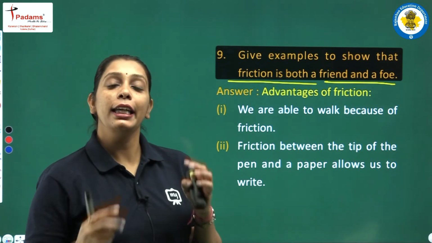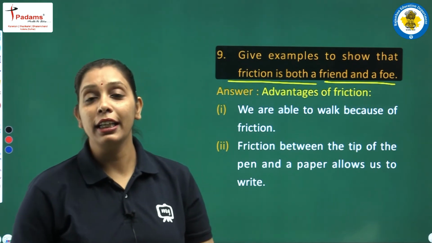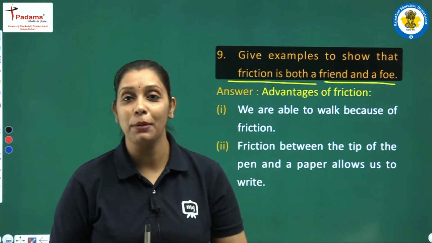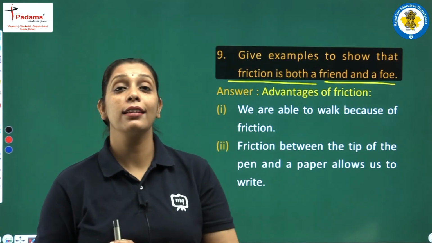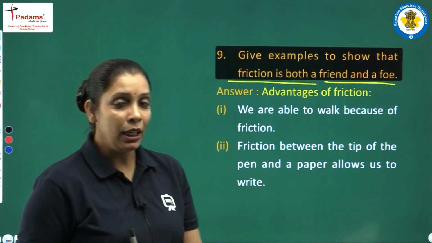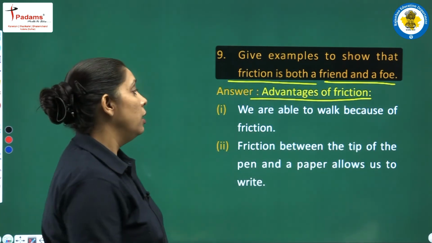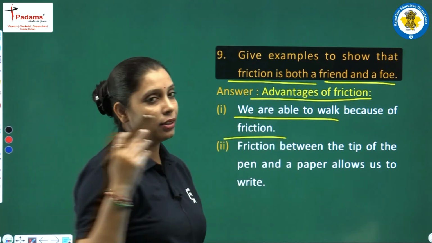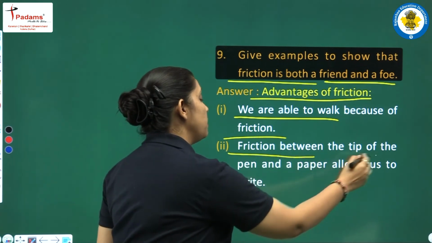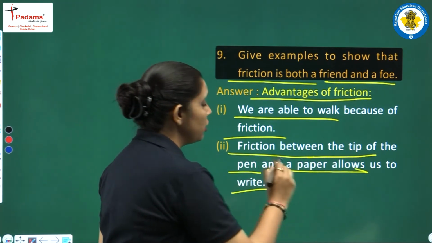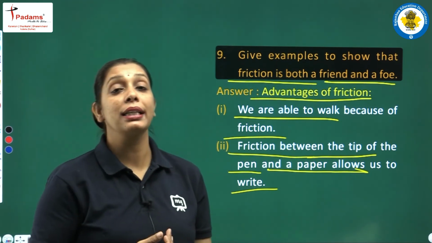Yes, ये हमारे लिए एक फ्रेंड भी है और एक एनिमी भी है, ठीक है. हमने फ्रेंड एंड फो द माइक्रो ऑर्गेनिज्म वाला चैप्टर पढ़ा है ना. इसका मतलब इनके कुछ एडवांटेजेस भी हैं, एडवांटेजेस के साथ साथ डिसएडवांटेजेस भी हैं, ओके. सो फर्स्ट वी विल डिस्कस द एडवांटेजेस ऑफ द friction. We are able to walk because of friction. This one is the easiest one and the important one. Friction between the tips of the pen and the paper allows us to write, and instead of these two you can write many more examples.